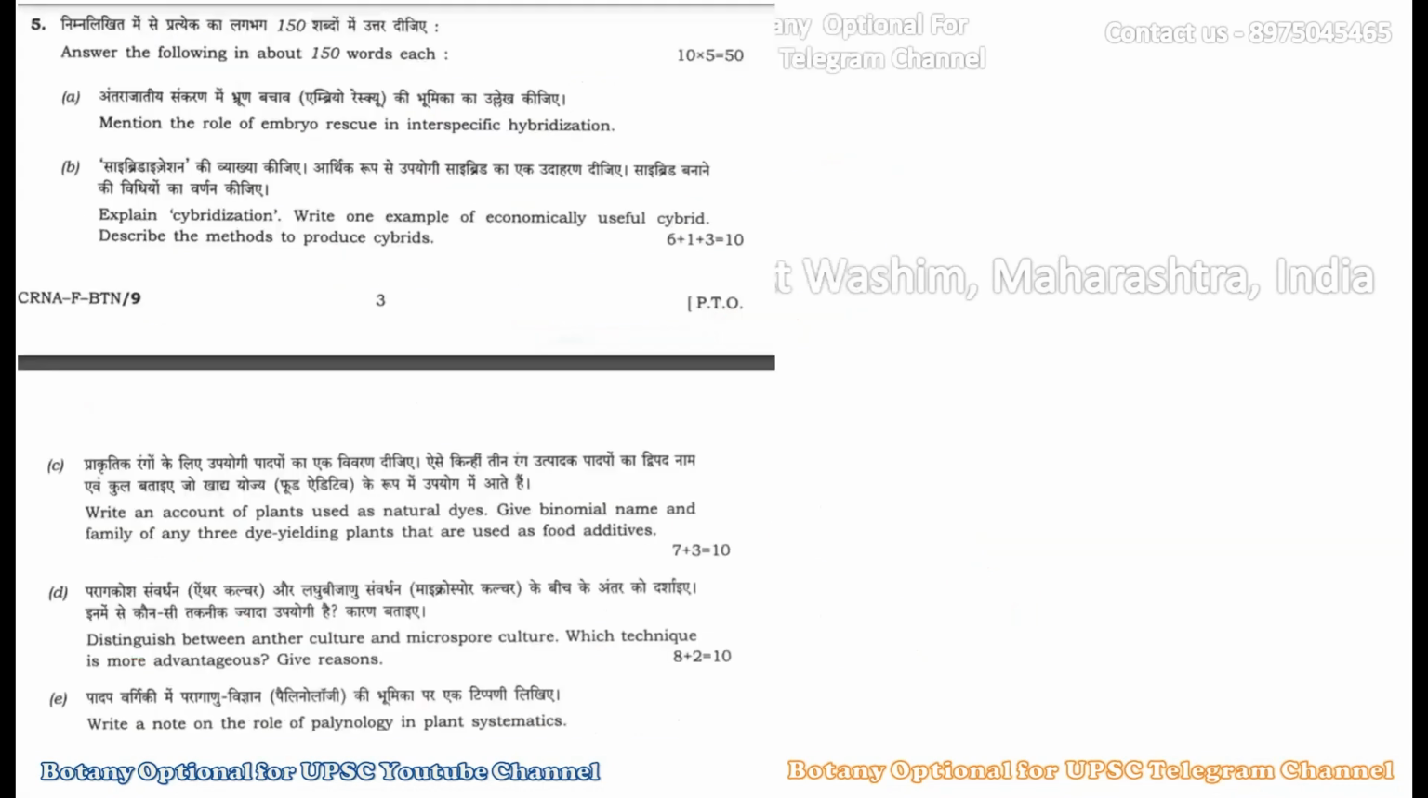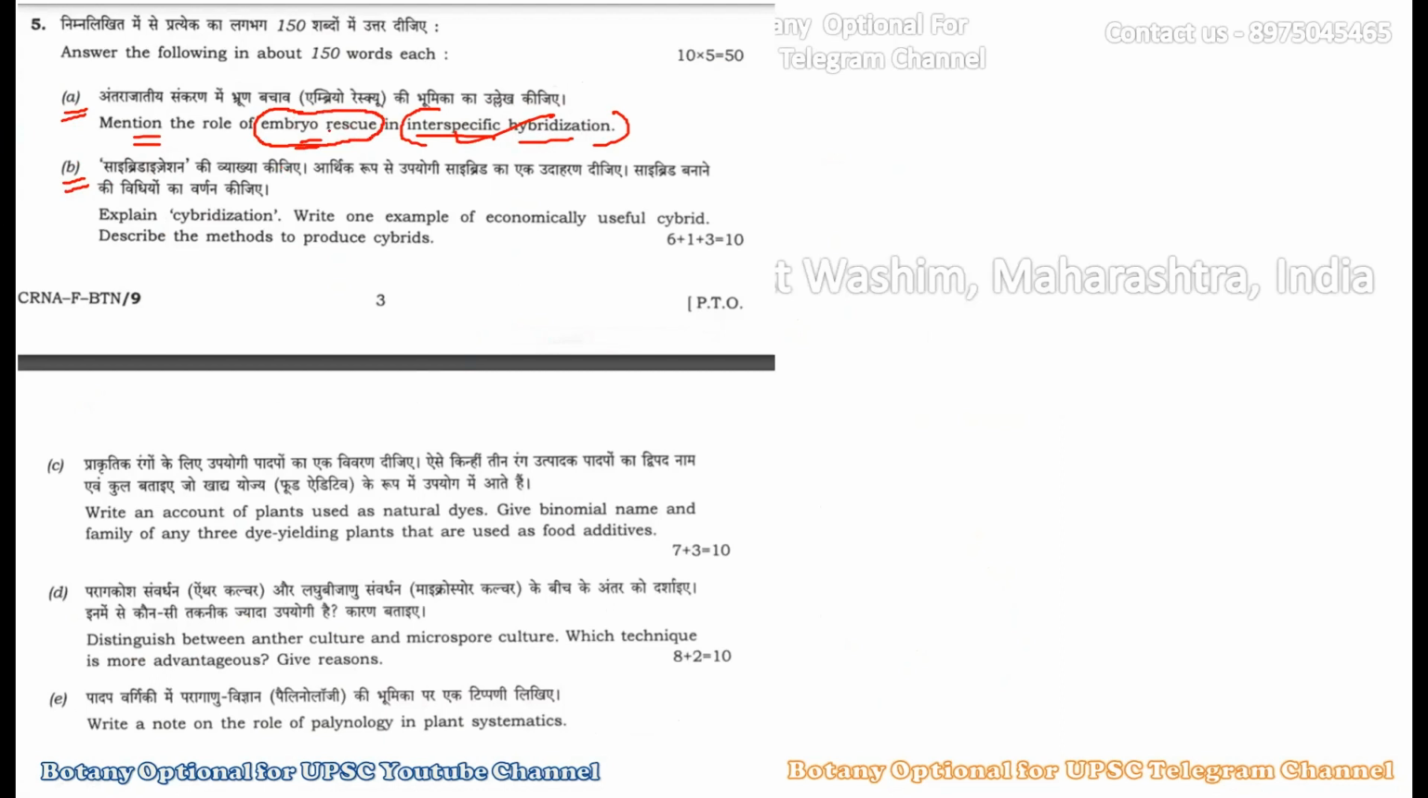Now, consider the fifth question, and please remember, the fifth question was the compulsory question, right? It's the compulsory question because you have to attempt question number 1 and question number 5 compulsorily. Then consider the fifth question, which is divided into sub questions. First is, mention the role of embryo rescue in interspecific hybridization. So there is a type of hybridization which is called interspecific hybridization, and in that you have to give the embryo rescue technique.